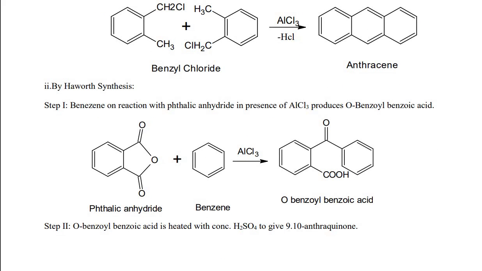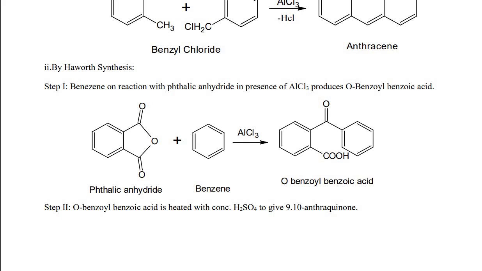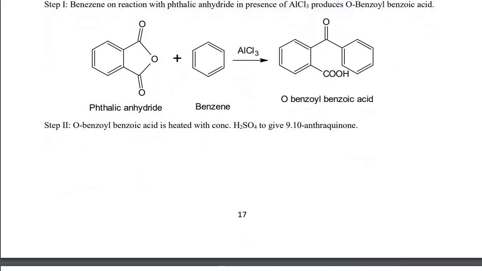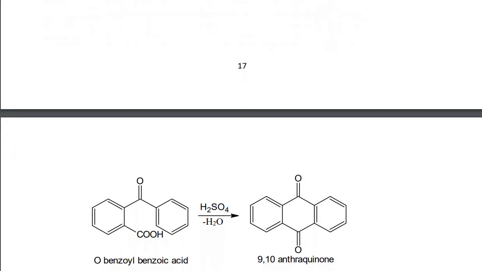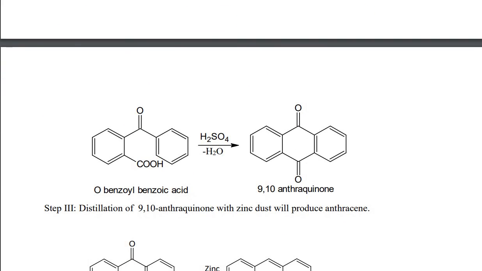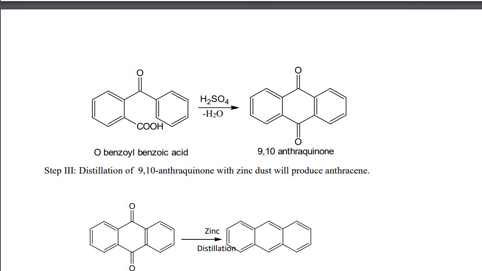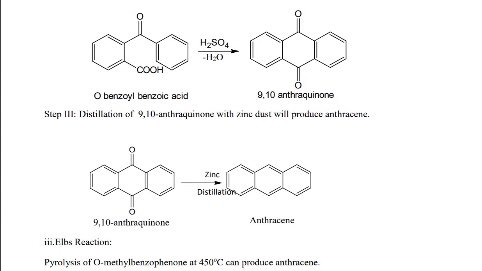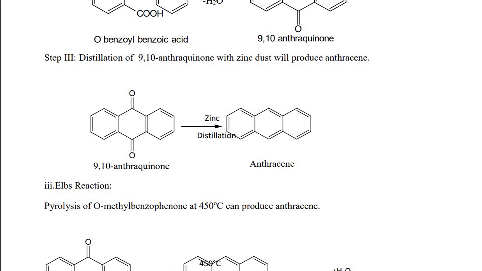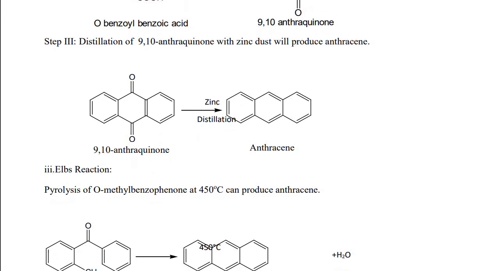phthalic anhydride reacts with benzene, it gives ortho-benzoyl benzoic acid. In step 2, you can see the ortho-benzoyl benzoic acid undergoes cyclization. It will give 9,10-anthraquinone, and distillation of 9,10-anthraquinone with zinc dust will produce anthracene. You can see 9,10-anthraquinone undergoes zinc distillation, it gives anthracene.